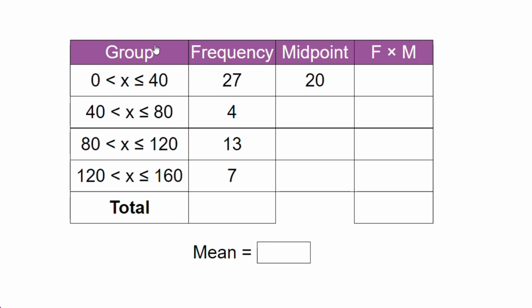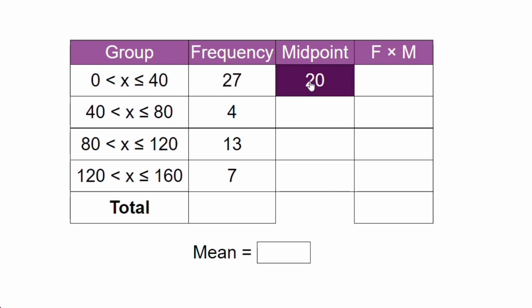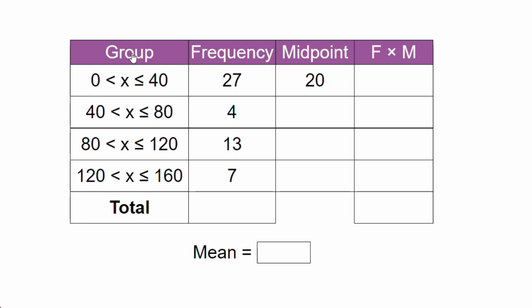Basically, how we got that 20 was to add 0 and 40. That's 40, and then half it, and that gives you 20. Now we're going to repeat the same thing for every class in the group here. 40 and 80, halfway: if you add 80 and 40, that's 120, and then half it, that's 60. So the midpoint will be 60.